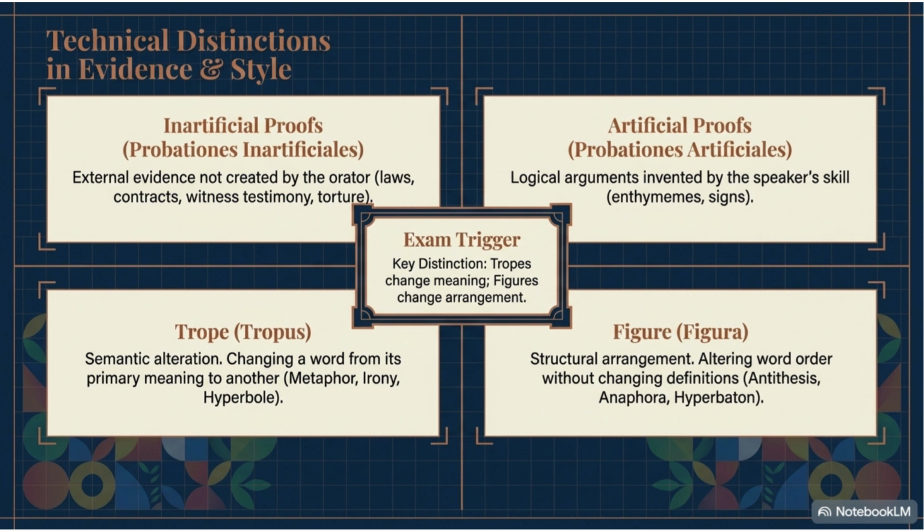Part 1. Inartificial proofs. Look at the first box. It says, inartificial proofs, or in Latin, probationem inartificiales. The word inartificial sounds difficult, but the meaning is very simple. It means proofs that already exist before the speaker begins speaking. The orator does not create these proofs. They already exist in the outside world. Look at the examples given on the slide. Laws, contracts, witness testimony, torture.